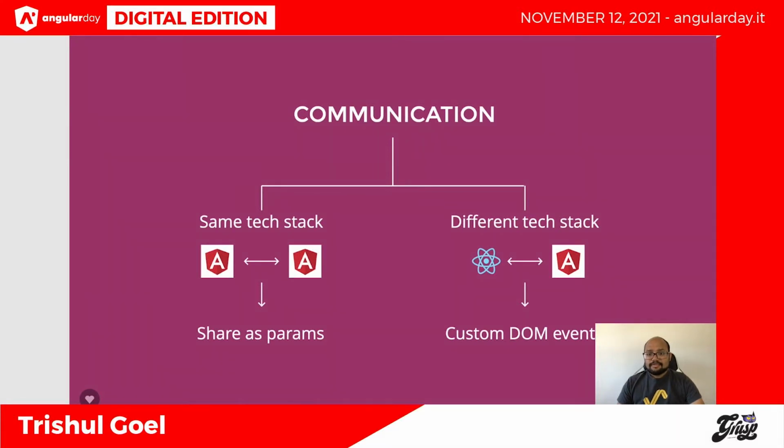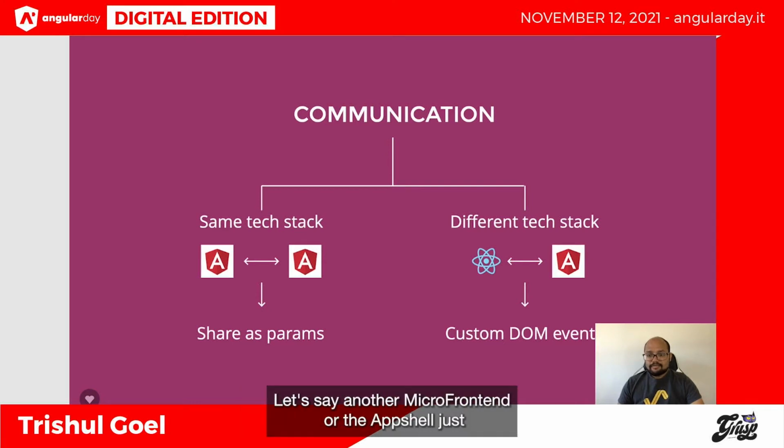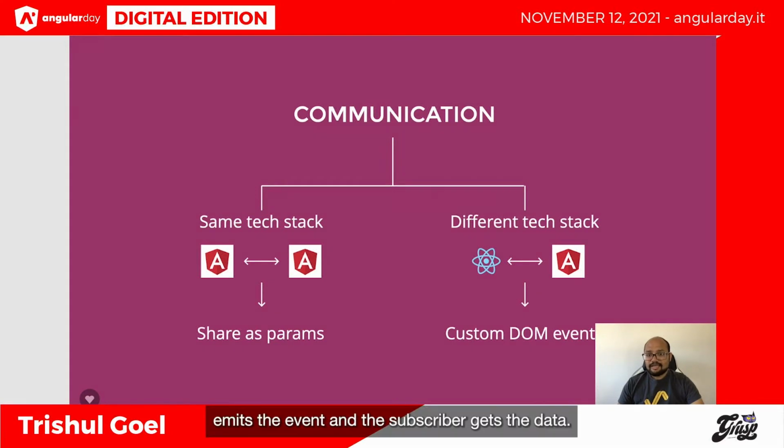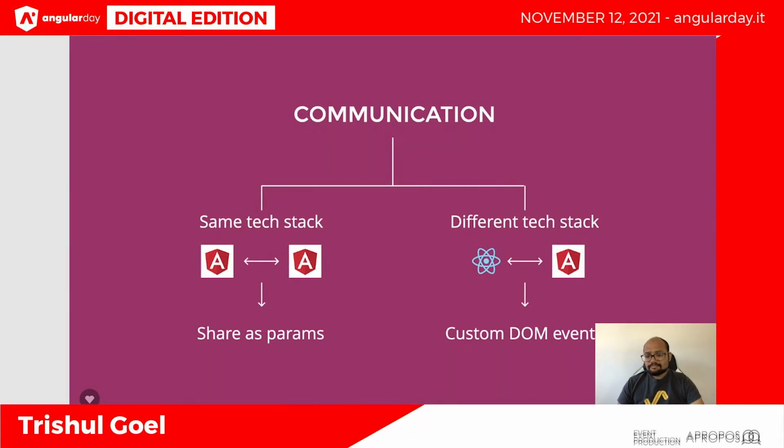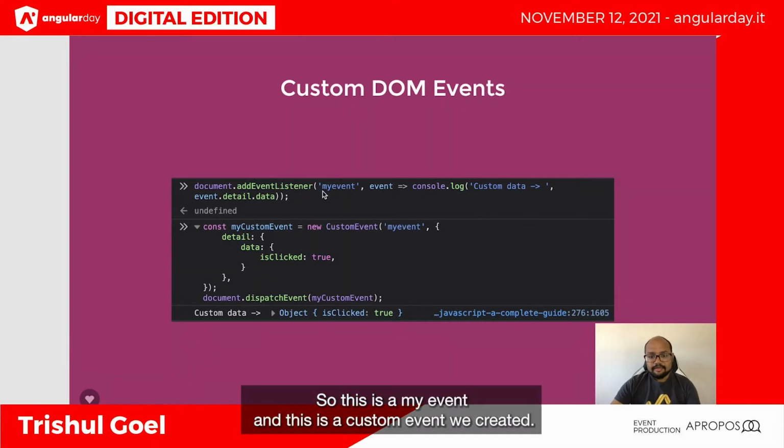So all we need to do is the microfrontend or the Appshell needs to subscribe to the custom event, and another service, let's say another microfrontend or the Appshell, just emits the event and the subscriber gets the data. So let's have a look at a simple DOM event, how it is generated. So this is my event. This is a custom event we created.